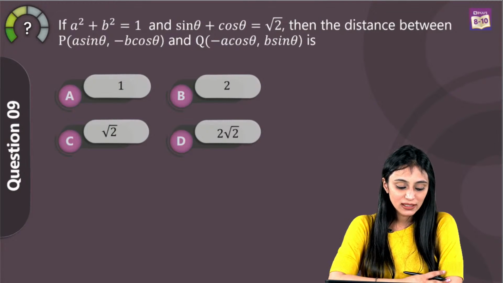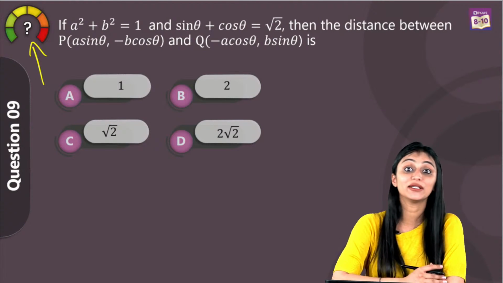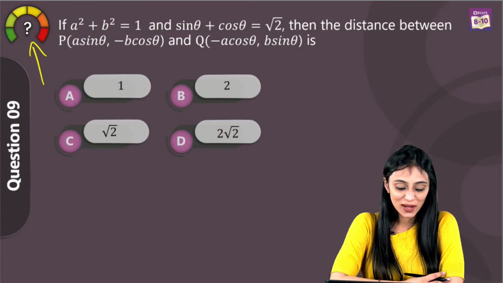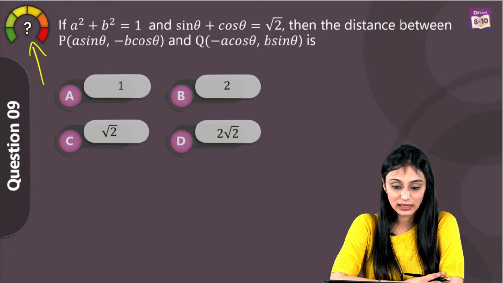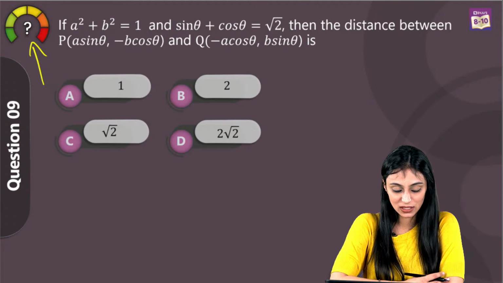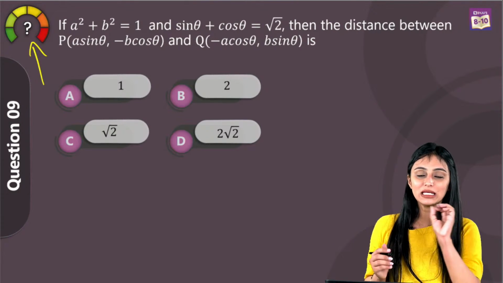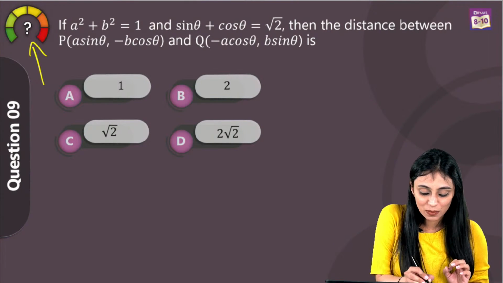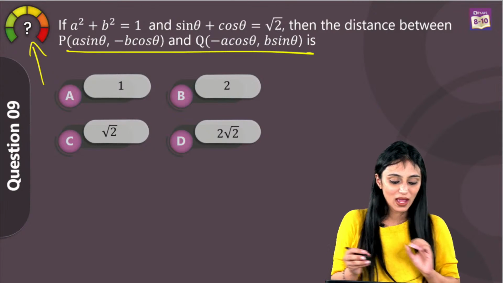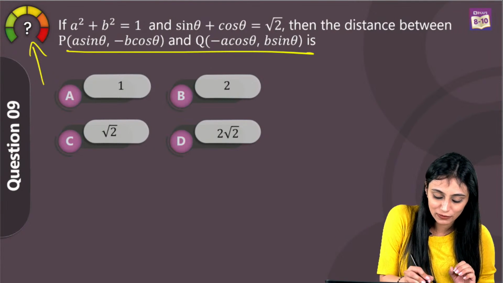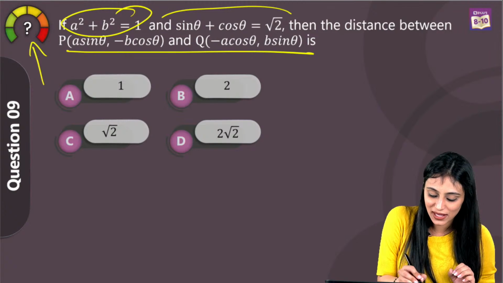So that's our question number 9, and you can see that it's a difficult one. Okay. So if a square plus b square is equal to 1 and sine theta plus cos theta is equal to root 2, then the distance between P (a sine theta, minus b cos theta) and Q (a cos theta, b sine theta) is, right? Okay, so what we need here is the distance between these 2 points P and Q, and these are the 2 conditions that are given to us, so we have to use them as well.